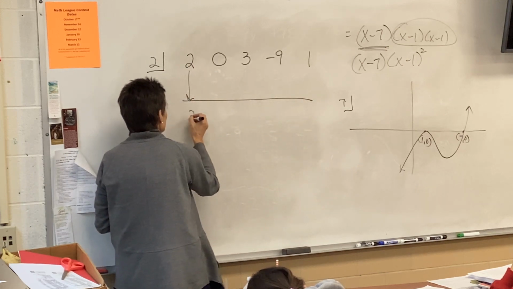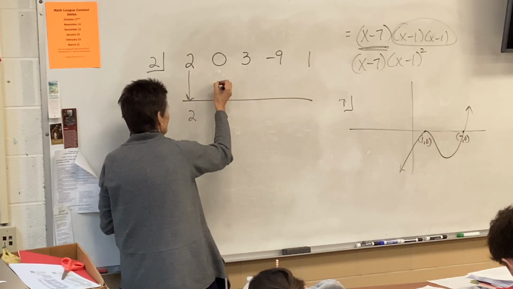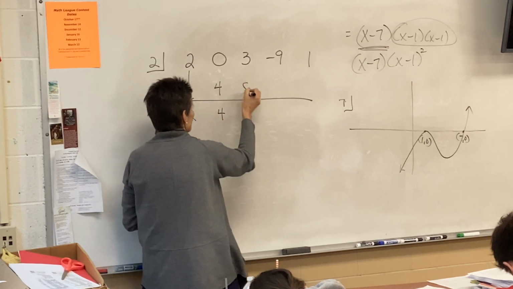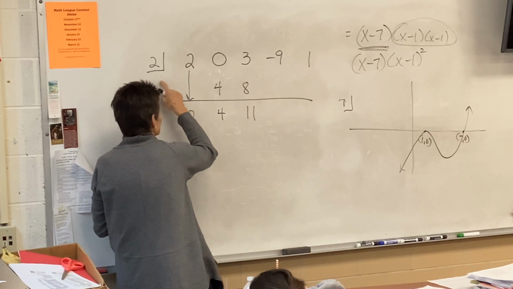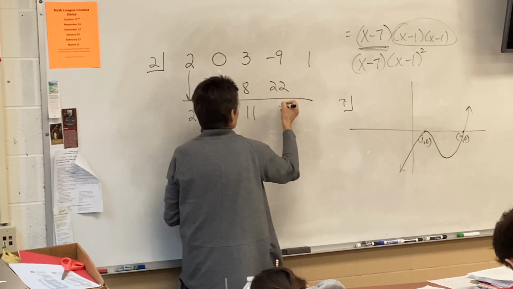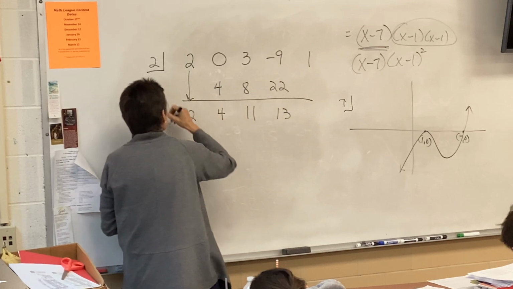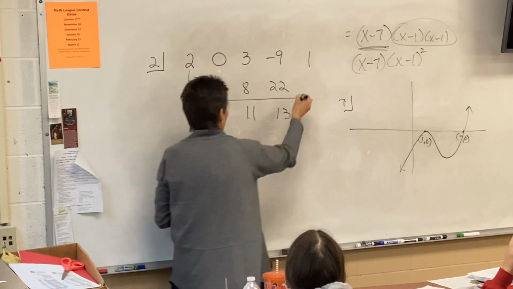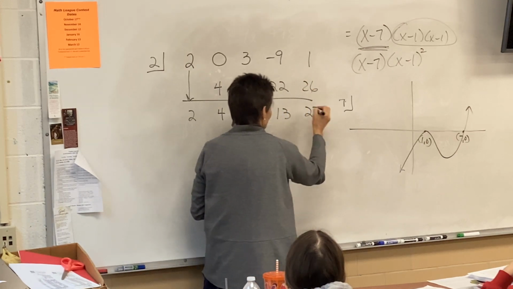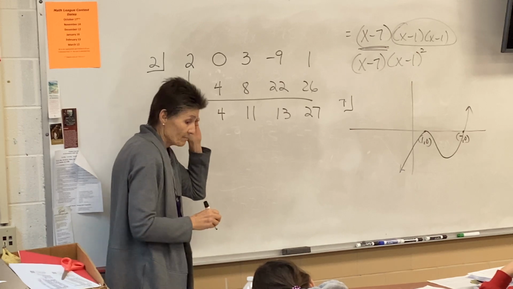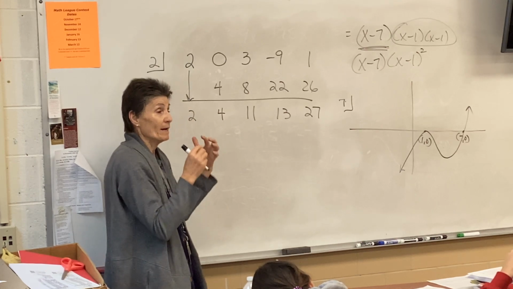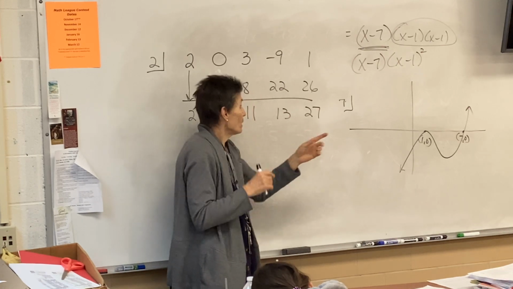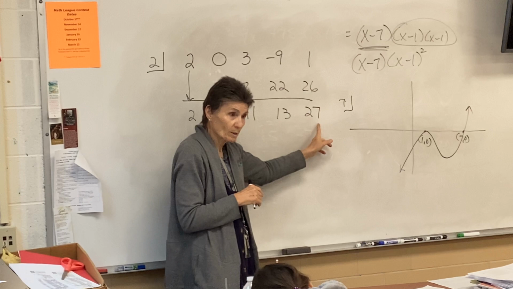2 comes straight down. 2 times 2. Add. 2 times 4. Add. 2 times 11. Add. Oh, did I make a mistake? No, I was just saying it's not working. Oh, yeah. You're saying it's not a factor? Yeah, it's not a factor. So this question said just divide. But if the question had been, is this a factor? You would say no, because the remainder is 27.